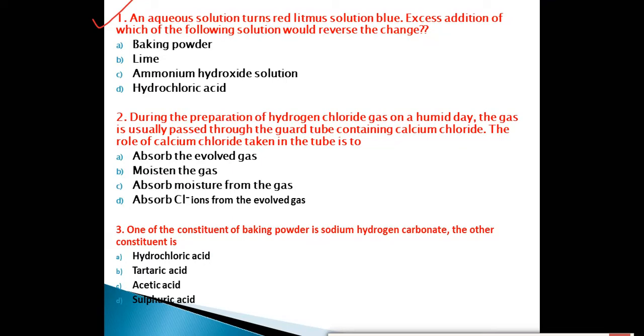Obviously the acid can change the blue litmus paper to red. So among these, which one is our acid? Baking soda is an acid? No, it's a base. Lime is also a base. Ammonium hydroxide solution is also a base, and the correct answer is hydrochloric acid, because this is an acid which can change the color of blue litmus to red.